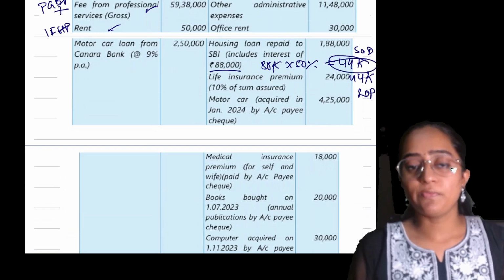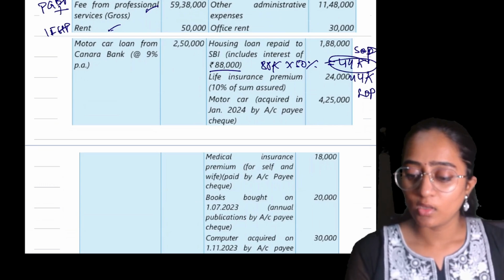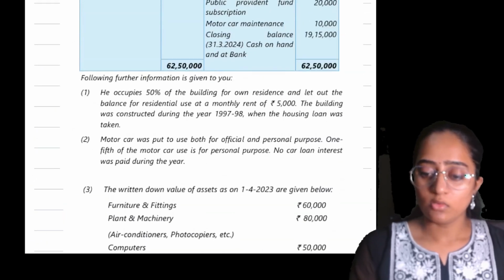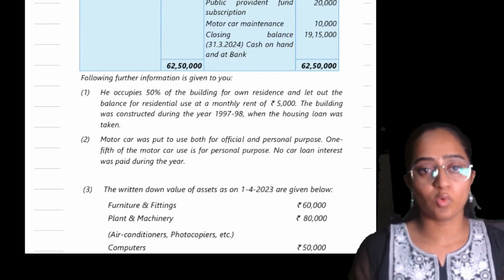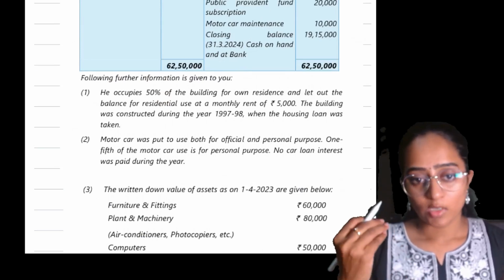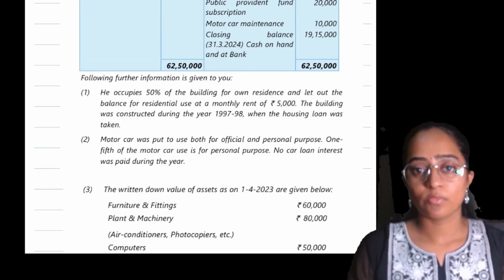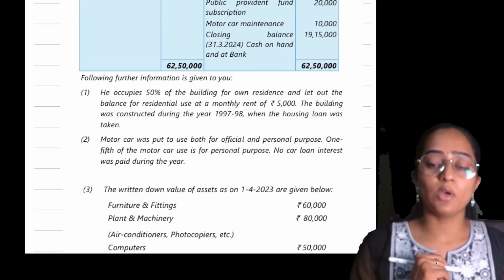Clear? Now, speaking about the 44,000 of SOP and 44,000 of LOP, with regard to this SOP property, how much is going to be allowed under SOP? The entire 44,000 is allowed. Correct. What about LOP?